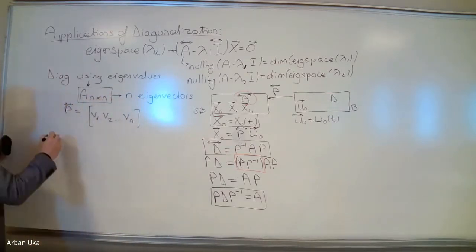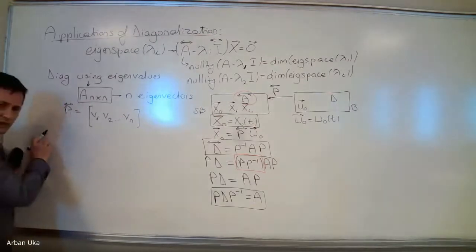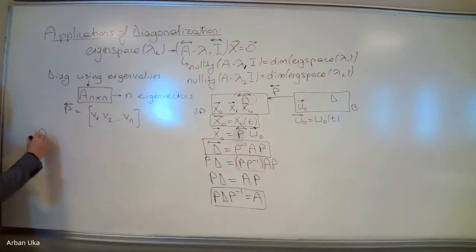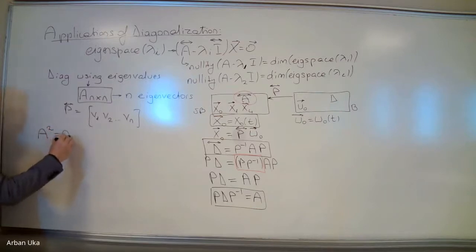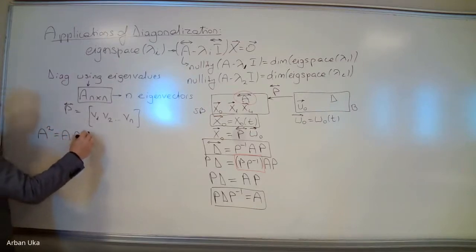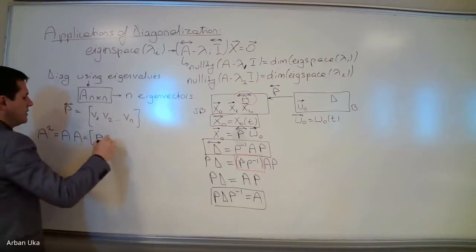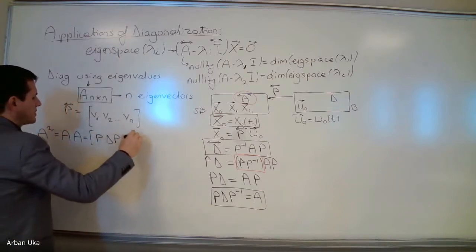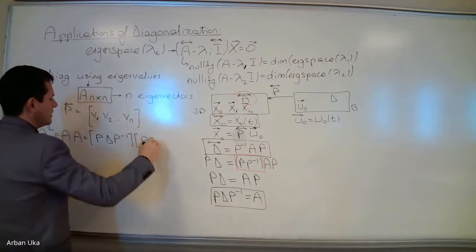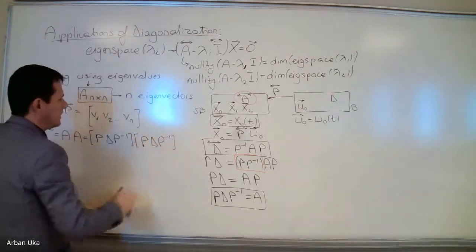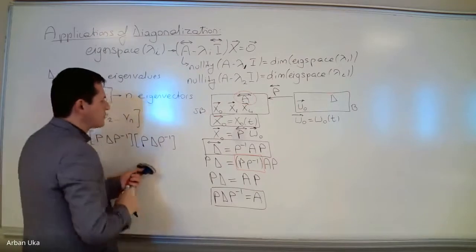Now, one thing that we can find useful, the use of the diagonalized version of the matrix, is the following. Let's assume we want to find A squared. We can write this as P D P inverse times P D P inverse. Okay, so we are using this expression here.